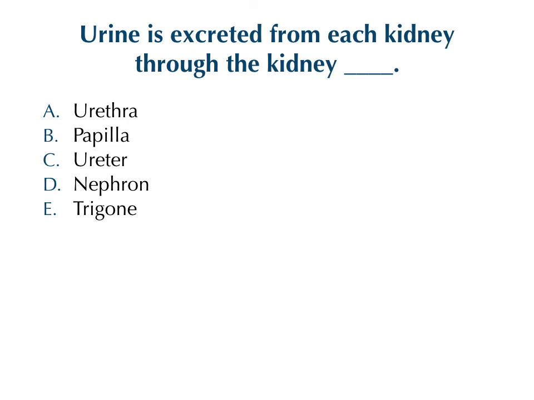Urine is excreted from each kidney through the kidney, urethra, papilla, ureter, nephron, or trigone. The answer is urine is excreted from each kidney through the ureter. I hope you didn't pick urethra, though I could understand why you would. Urine's excreted from each kidney through the ureter. It's excreted from the bladder through the urethra.